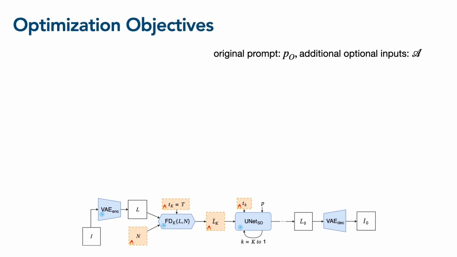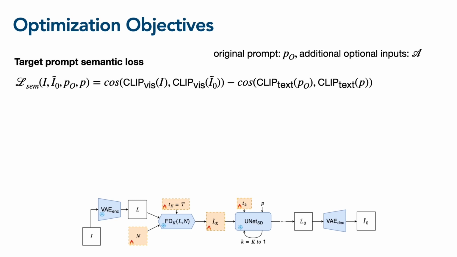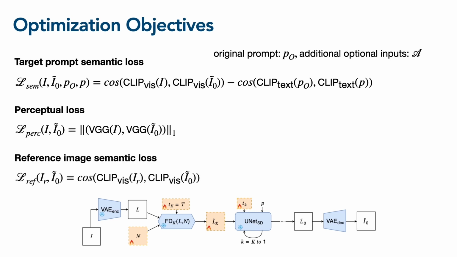We have designed a set of optimization objectives that depends on user inputs like the original image prompt PO and the optional additional input set A, and use a target prompt semantic loss to enforce semantic alignment between the target prompt and output image via their CLIP text and image features. To maintain low-level visual consistency between the original image and the output, we also minimize the difference between the VGG features of these images. In the case of reference-guided image editing, we want to minimize the cosine distance between the CLIP image features of the reference image IR and the output.